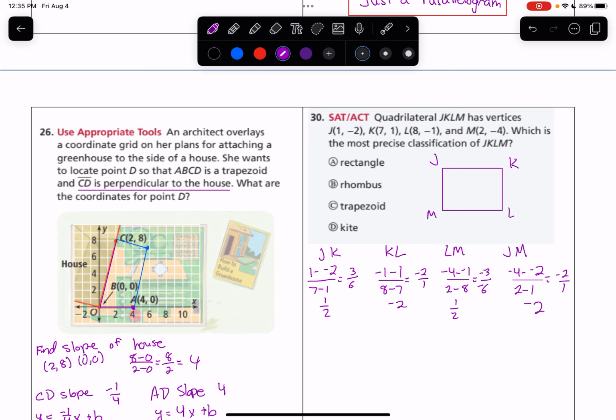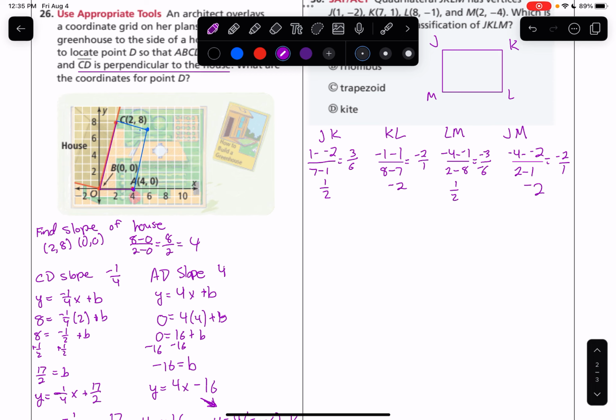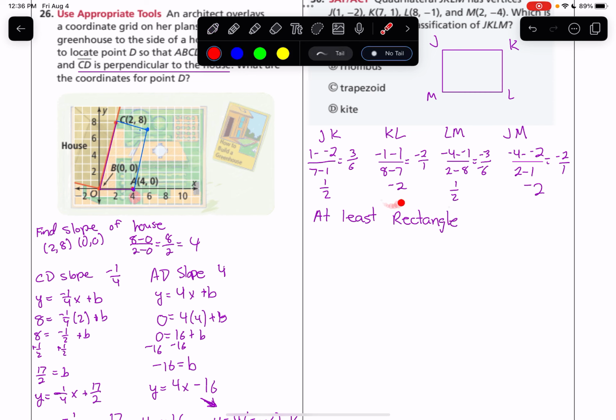Hey, take a look at this. Our slopes are opposite reciprocals of one another. And if our slopes are opposite reciprocals of one another, we know that they are going to be right angles, which means any quadrilateral with right angles is going to be at least a rectangle. Okay, so at least a rectangle. We also notice, of course, that there are two pairs of slopes that are the same, which means this is a parallelogram. And then from there we get to our opposite reciprocals. So at least a rectangle.